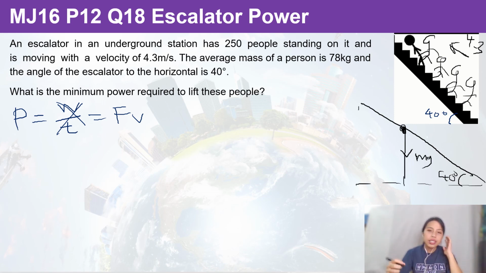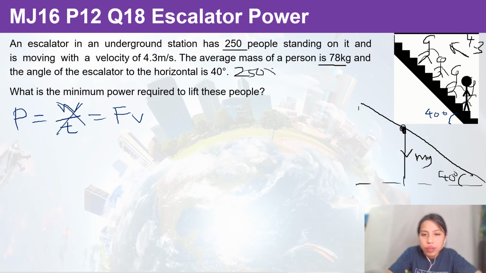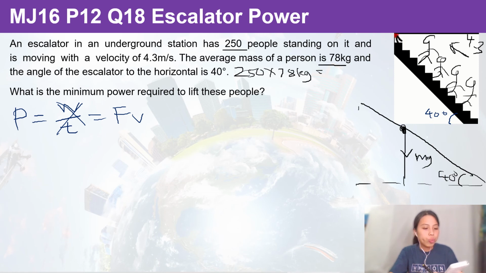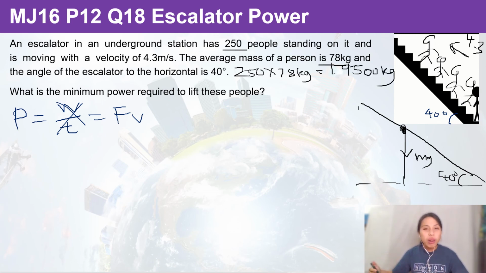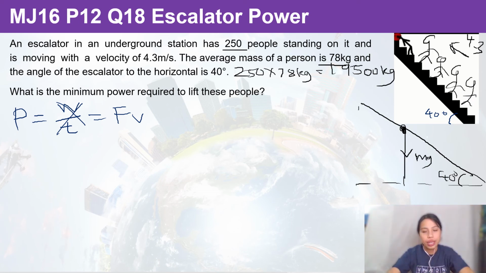Okay, and imagine that all these people are being lifted up at the same velocity. So wait a second, what's the total mass? There's 250 people, roughly 78 kg each. So 250 times 78 kg will give us about a lot of kilograms. So the 19,500 kilograms is the amount of mass that this escalator has to lift up. Okay, so let's look at energies.